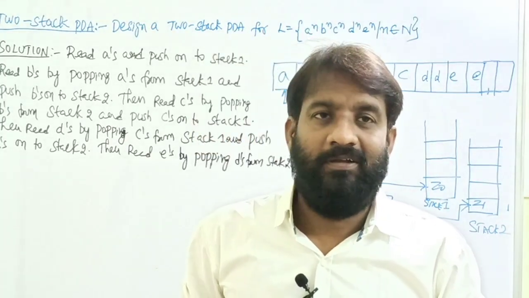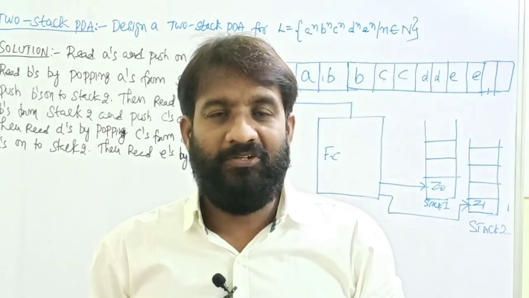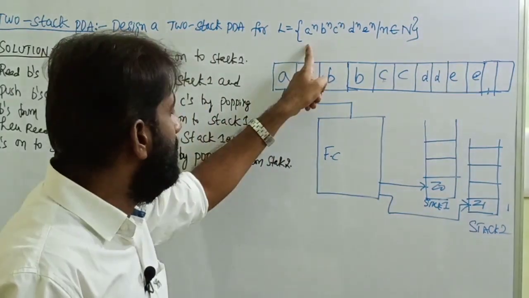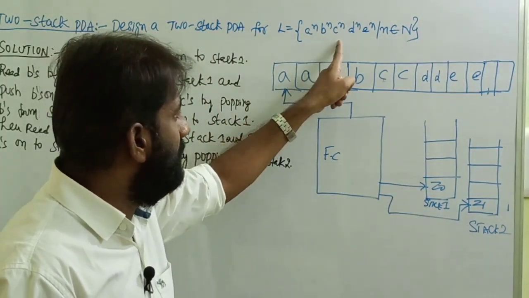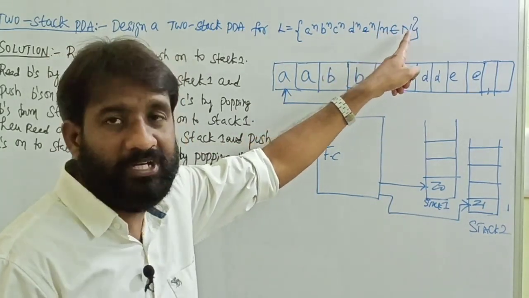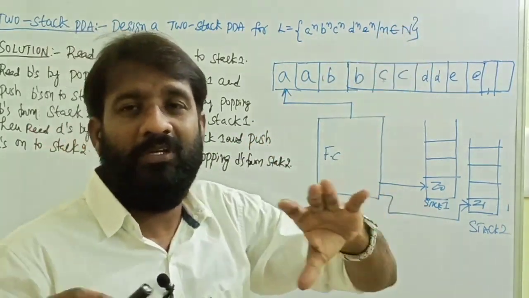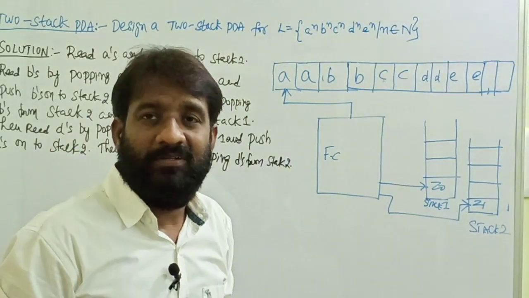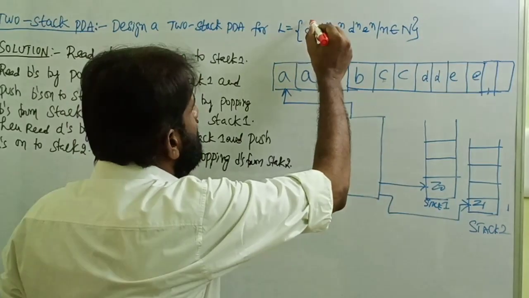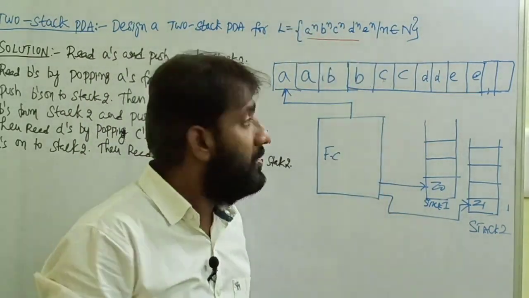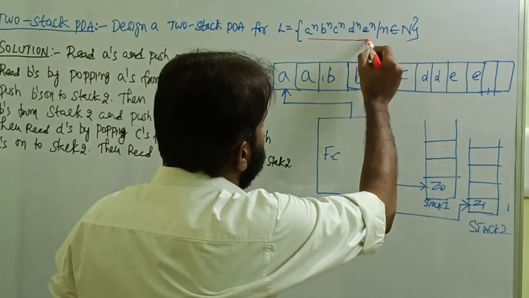Welcome back. The topic is design a two-stack PDA for the language L equals a power n, b power n, c power n, d power n, e power n, such that n belongs to capital N. It's a natural number 1, 2, 3, 4 and so on. As we saw in the last lecture, we know how to design a power n, b power n, c power n, d power n only. Now one more variable is added, that's e power n.